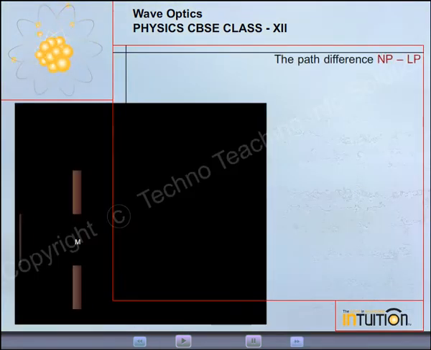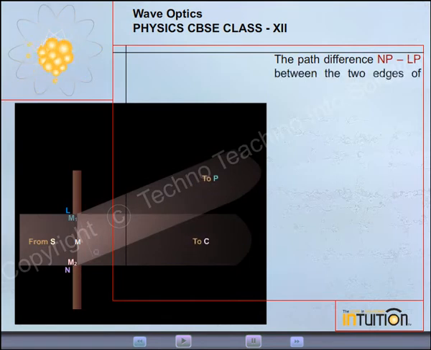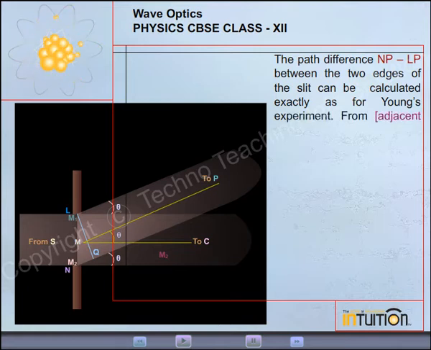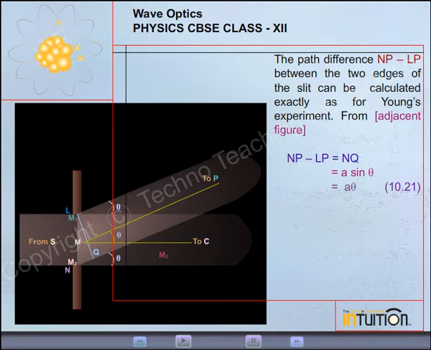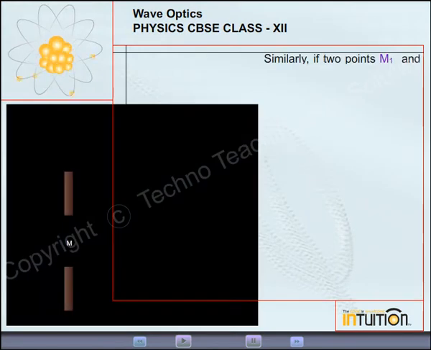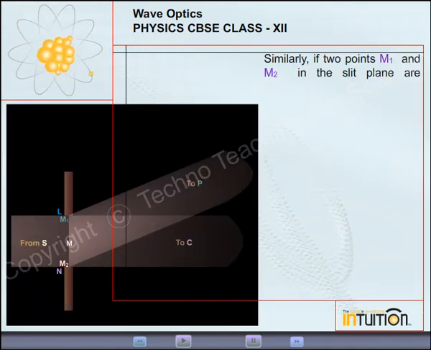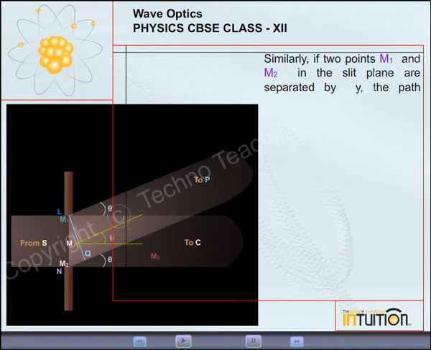The path difference NP minus LP between the two edges of the slit can be calculated exactly as for Young's experiment. From the adjacent figure, NP minus LP is equal to NQ, which is equal to a sin theta, approximately a theta. Equation 10.21. Similarly, if two points M1 and M2 in the slit plane are separated by y, the path difference M2P minus M1P is equal to y theta.